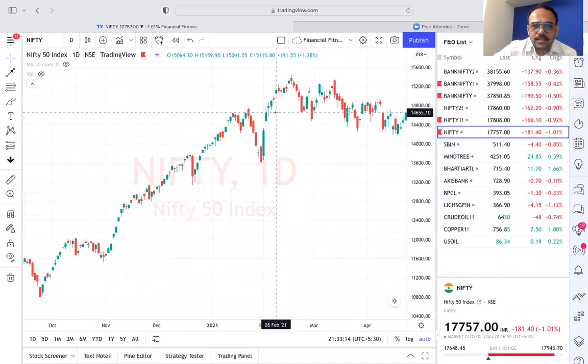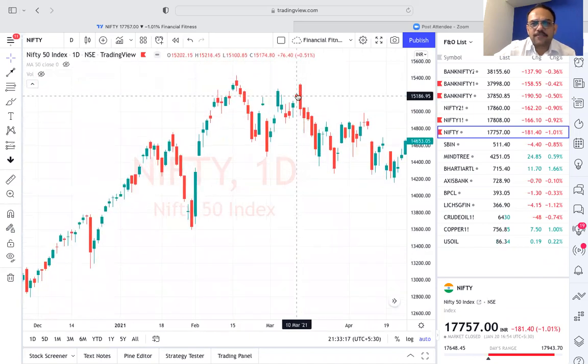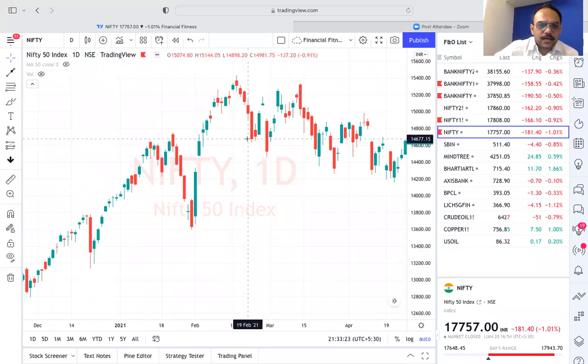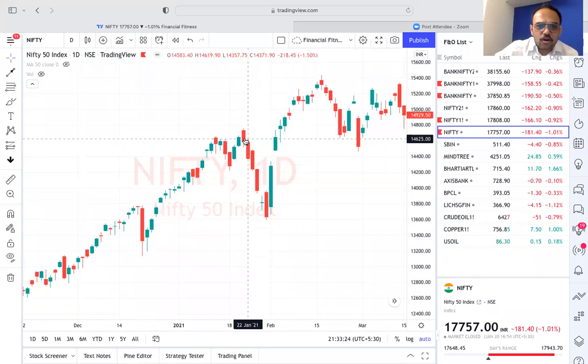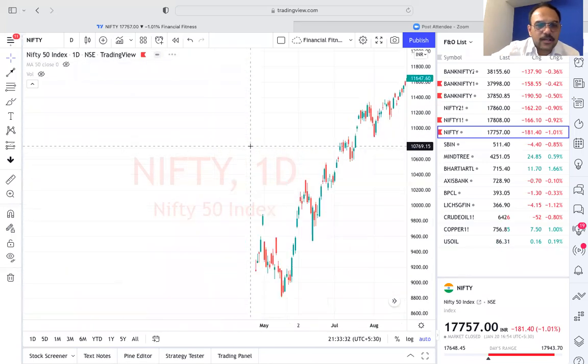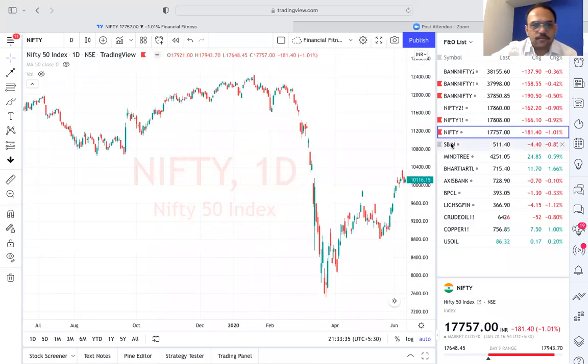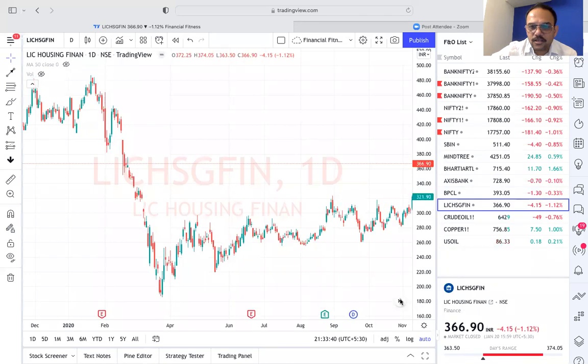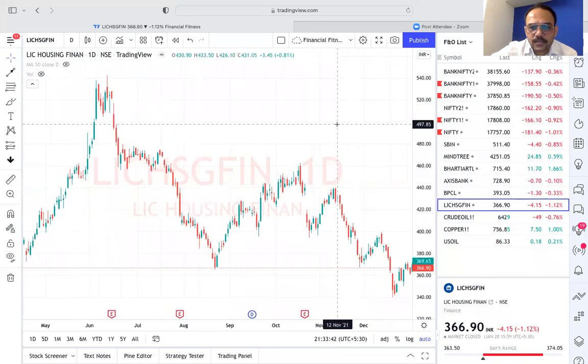Now let's see the piercing. Again, this is bullish engulfing, bearish engulfing, where the red candle engulfs the smaller candle. This is a combination of piercing. So 1, 2, 3. Let's see, in SBI, do we have some good patterns? LIC had a lot of good patterns. See here.